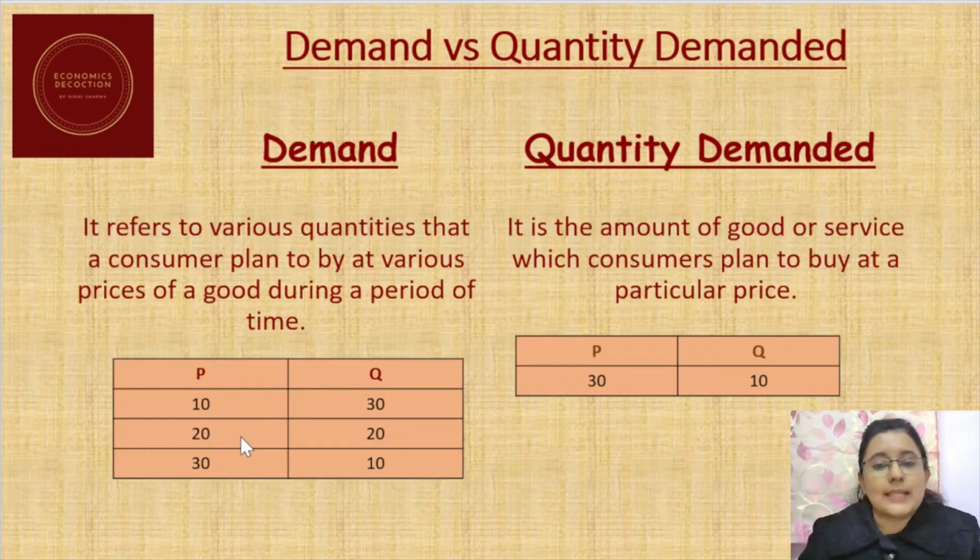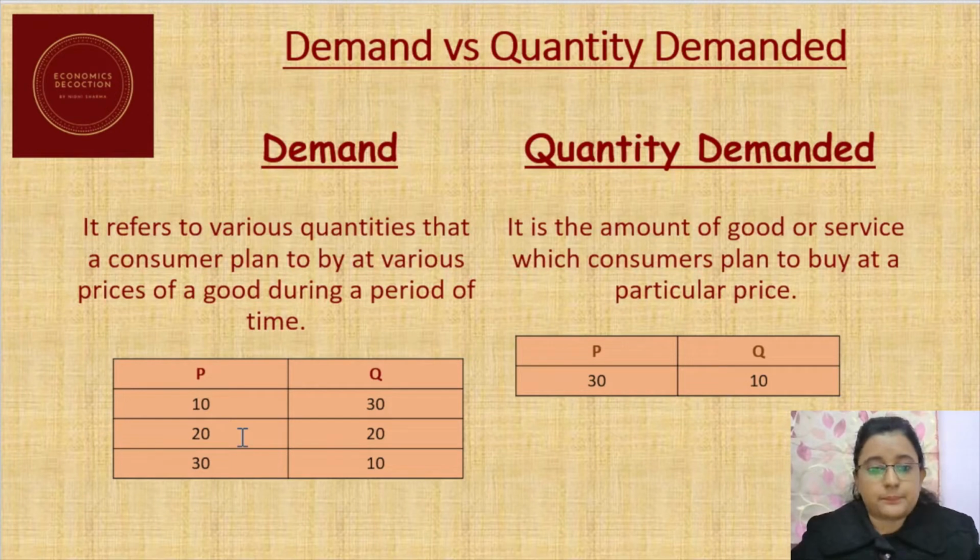Now, let's understand the difference between demand and quantity demanded. Demand refers to various quantities that a consumer plans to buy at various prices of a good during a period of time. Now, as you can see, we have presented price of a commodity and the quantity demanded in a tabular format. When the price is 10, the quantity demanded is 30, while when the price increases to 20, the quantity demanded is 20. And when the price increases to 30, the quantity demanded gets reduced to 10.